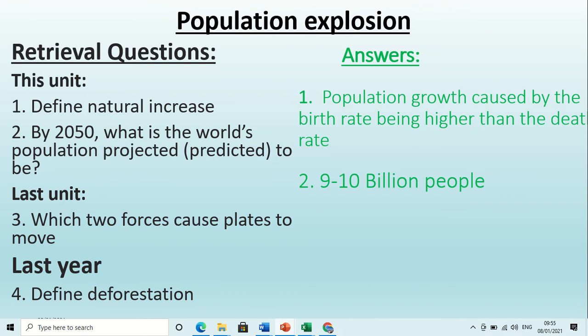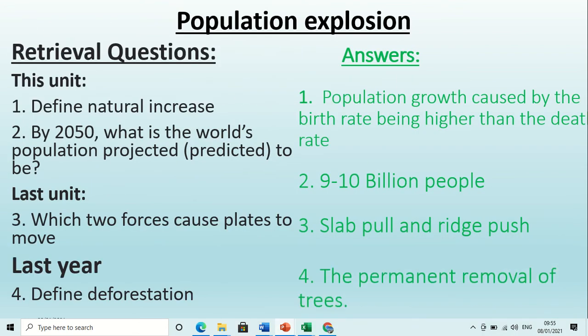From last unit, which 2 forces cause plates to move? That is slab pull and ridge push. Remember, the crust and the lithosphere, which is the crust and the upper mantle, is pulling plates by the force of gravity deeper into the mantle. And also ridges on the crust, through the force of gravity, are pushing plates deeper into the mantle.